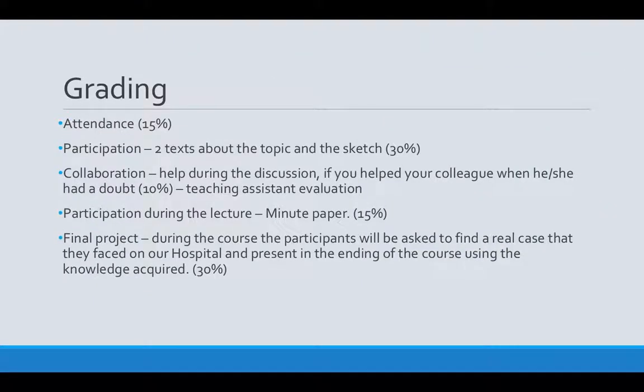For the grading, I will use attendance, 15%, participation, 30%, 2 texts and 1 sketch, collaboration during the discussion and during the chat, participation during the lecture if the student does the minute paper, 15%, and the final project, in which students should find a real case that they faced in a hospital and present at the end of the course using the knowledge acquired during the program.